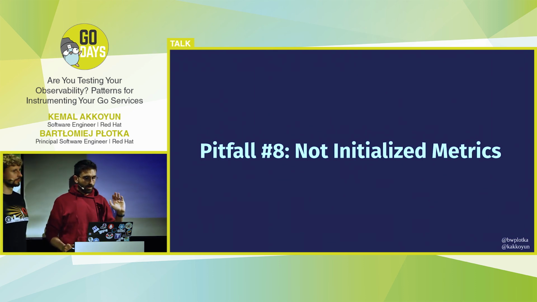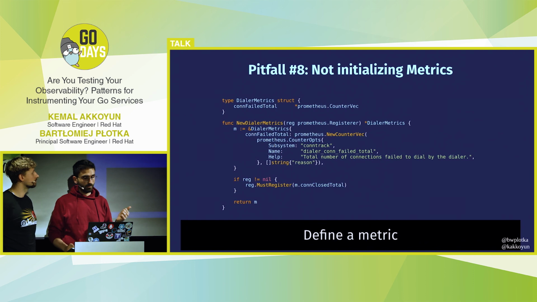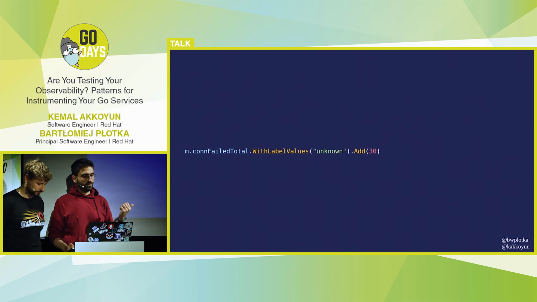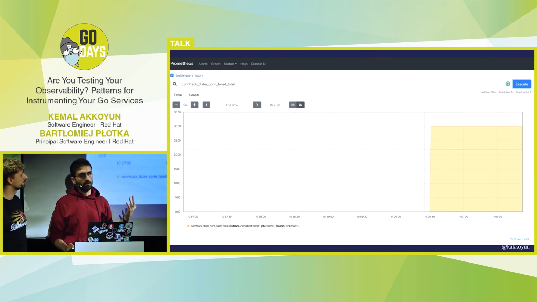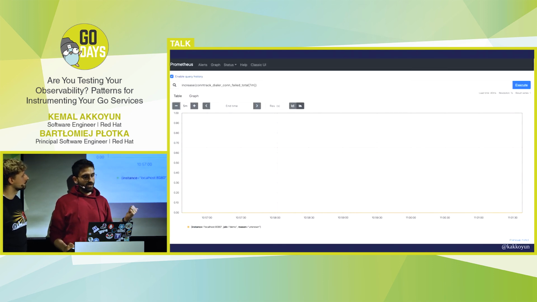So one of our last pitfalls is not initializing metrics. This is one of the most common pitfalls, and I want to show you how it goes. Again, we have this metric. This is the metric that we use to track failed connections. For this, we just define it, and we add 30 to that metric while running our application. OK, everything is fine. We have our metric here, but is it really fine? When we check out the increase of that metric, we don't see anything. It's just 0. We don't catch it.